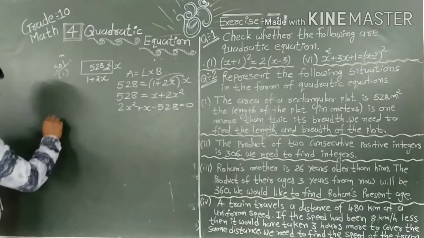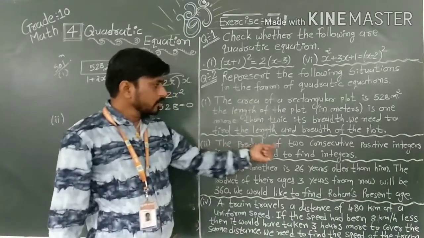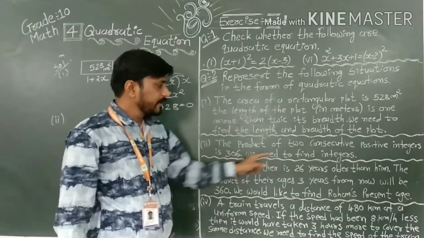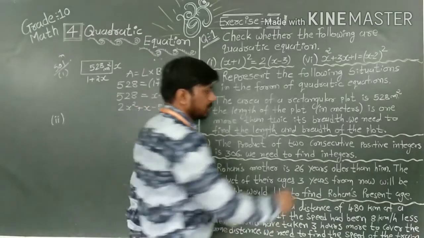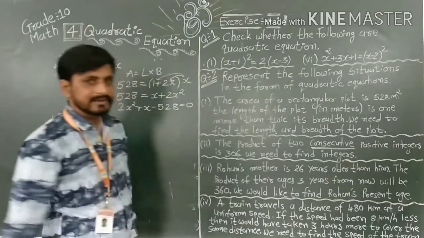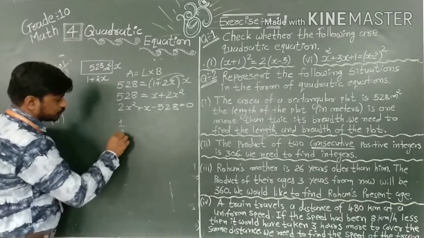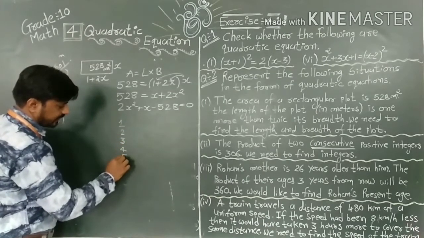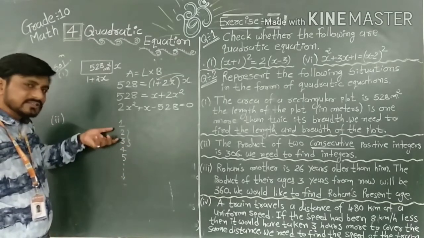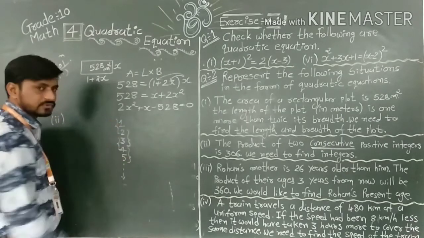Okay. Now what about the second one? I read out. The product of two consecutive positive integers is 306. We need to find the integers. Here, consecutive positive integers. What is a consecutive number? Suppose we learn 1, 2, 3, 4, 5 in the number system, then these two numbers are consecutive, nearby each other. Also 3 and 4 are consecutive, 4 and 5 consecutive, 1 and 2 consecutive.